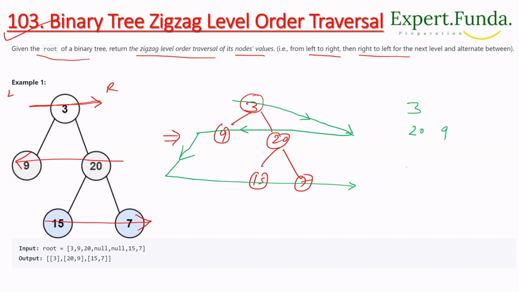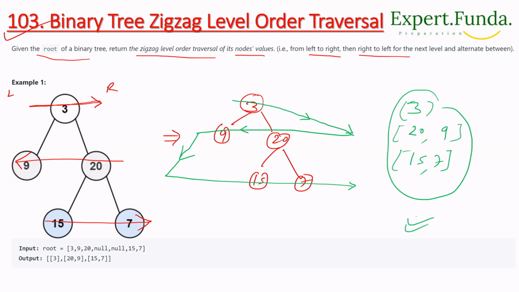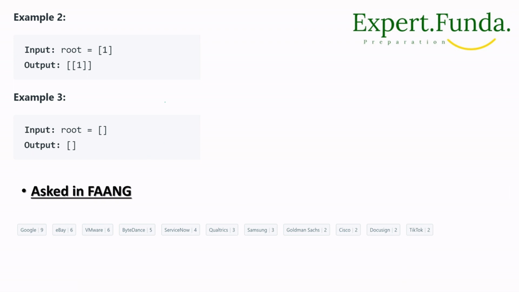Next time we have visited 15 and 7. So these visited nodes we have to return each time, and that will be our output. This is called zigzag order traversal, and that we have to return. Another case: if there is only one node, it will look like this one only. If the tree is empty, you will get this one.